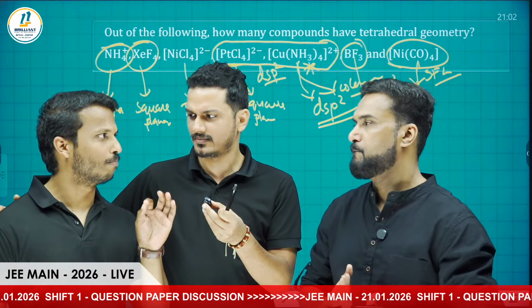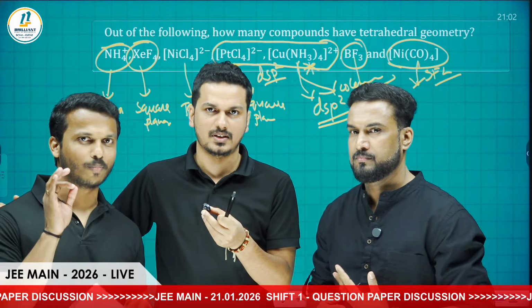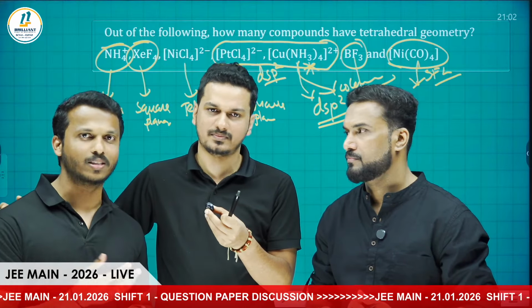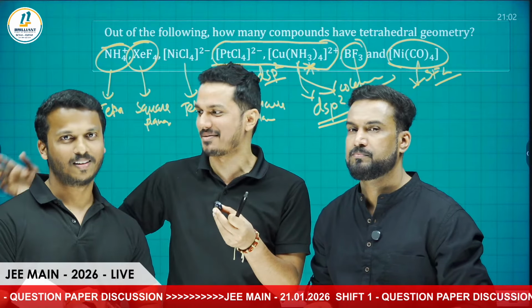And every year the quantum number based simple type of questions come. The principal, azimuthal, magnetic quantum number based questions, and how many electrons are there, how many orbitals are there, those kinds of simple questions. They can apply that and find out, they can simply do it by trial and error method.